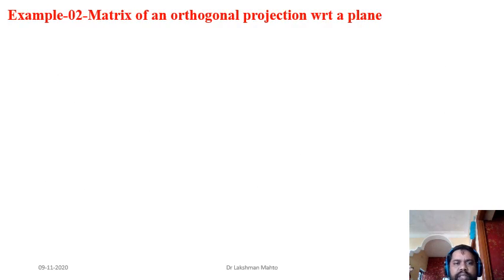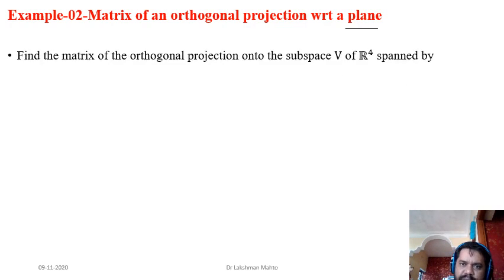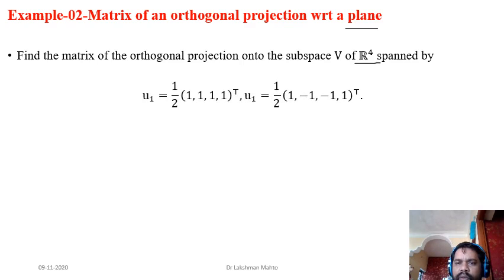Okay, job is done. I will take one example, the matrix of an orthogonal projection onto a plane. So the subspace here is a plane. The question would be: find the matrix of the orthogonal projection onto the subspace V of Rm, where the basis of V happens to be u1 and u2. It says that an orthonormal basis of V is given here. So u1 and u2 form an orthonormal basis of V.